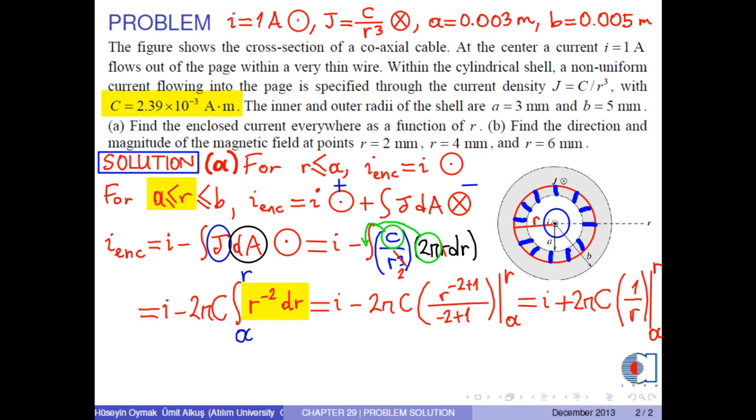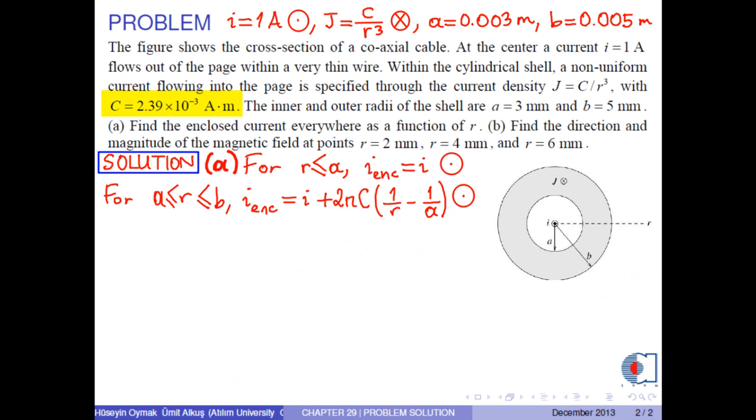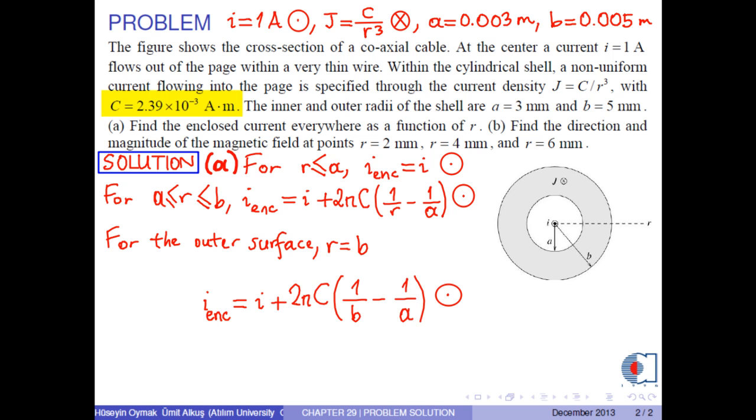After taking the integral, we obtain I plus 2 pi C times 1 over r, with the limits a and r. So we can write I plus 2 pi C times (1 over r minus 1 over a), out of the screen. Note that for the outer surface r equals b, I enclosed is I plus 2 pi C times (1 over b minus 1 over a), which is out of the screen.